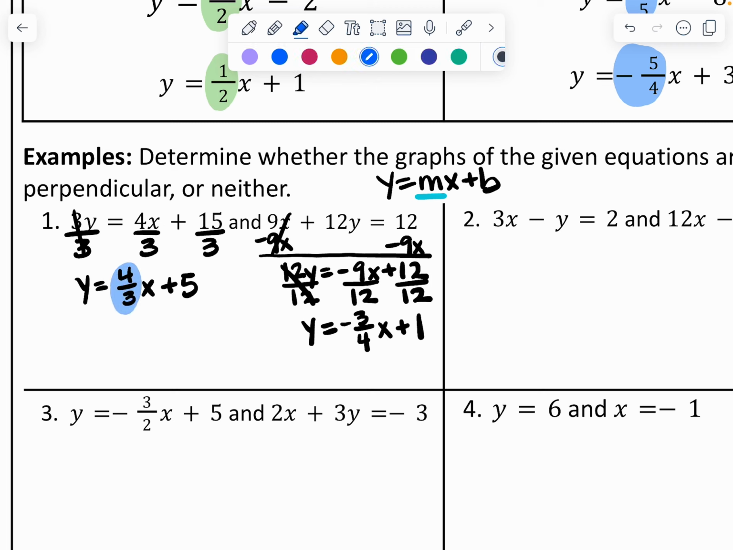These slopes are opposite reciprocals. It's a flipped fraction, and they have opposite signs. So that means that these two equations will form perpendicular lines.